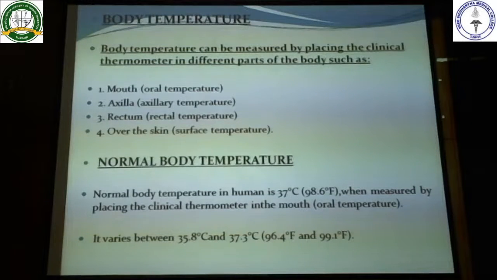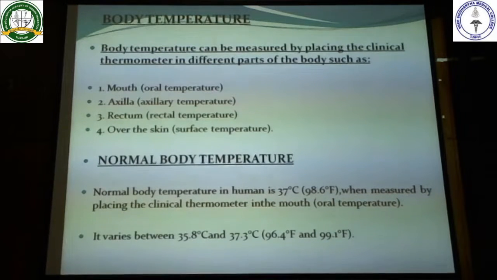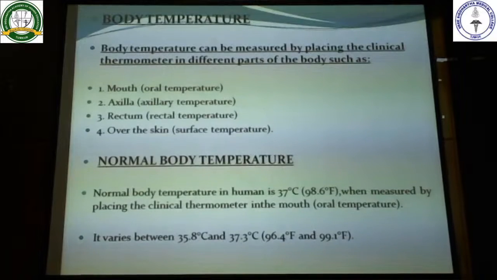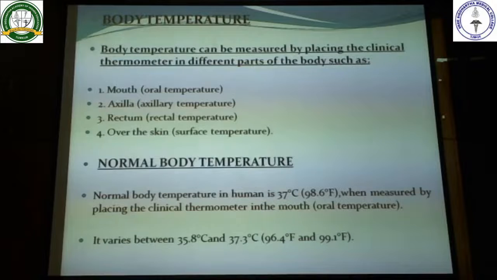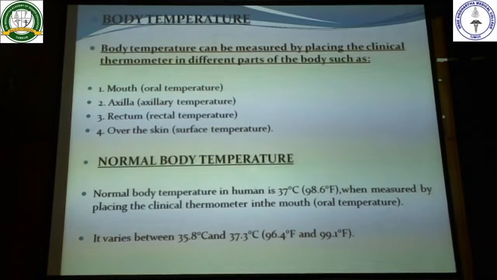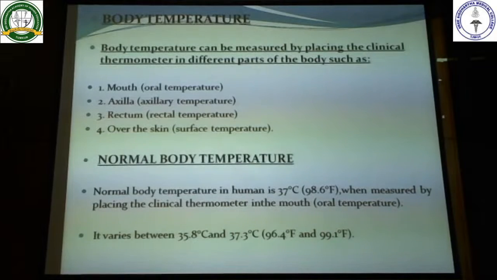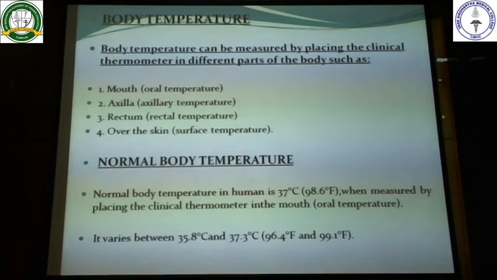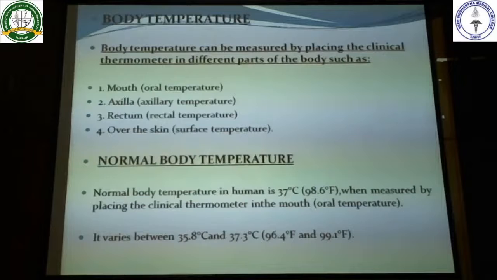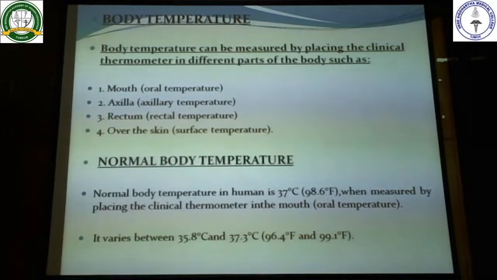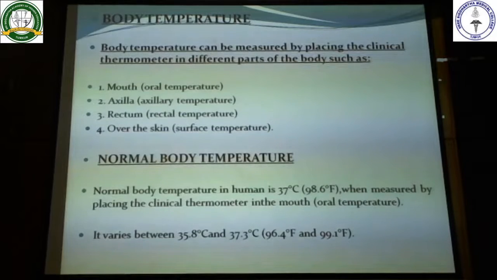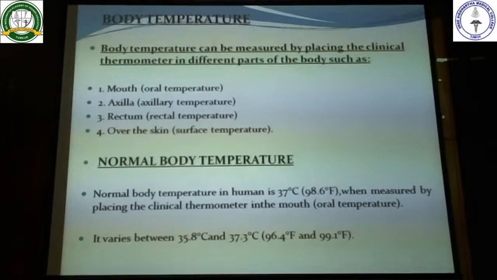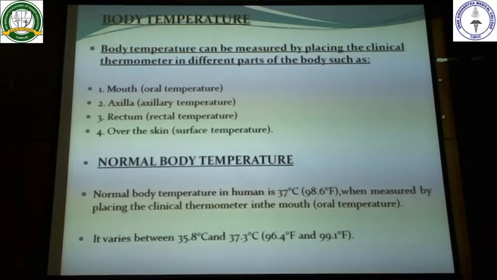And in Fahrenheit it is 98.6 or 98.4 Fahrenheit, and this is measured by placing the clinical thermometer in the mouth. So this is the oral temperature, right? So 37 degrees or 98.6 degree Fahrenheit. This is the oral temperature, and if you take the range, it varies between 35.8 degrees centigrade and 37.3 degrees centigrade. So this is a normal range, but on an average, we consider 37 degrees centigrade is normal oral temperature.